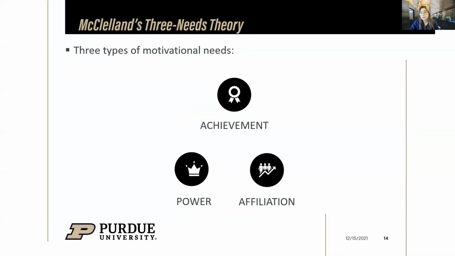McClelland's acquired needs motivation theory says that humans have three types of emotional needs: achievement, power, and affiliation. Individuals can have any mix of these needs. Their motivations and behaviors are shaped by the strength and the blend of their specific needs.